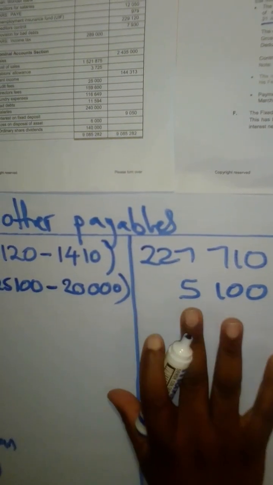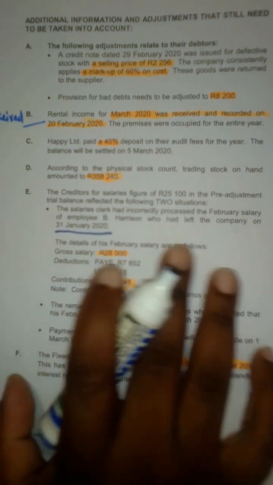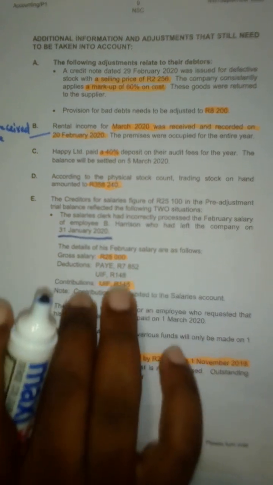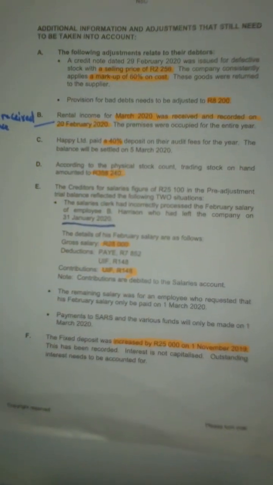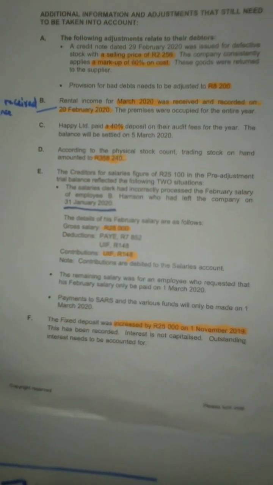I hope you have understood me. You look at the gross salary, you remove the PAYE and the UIF contribution deductions, and then you find that you remain with the 20,000 that I have recorded here. And when you subtract 20,000 from 25,100, you remain with 5,100.